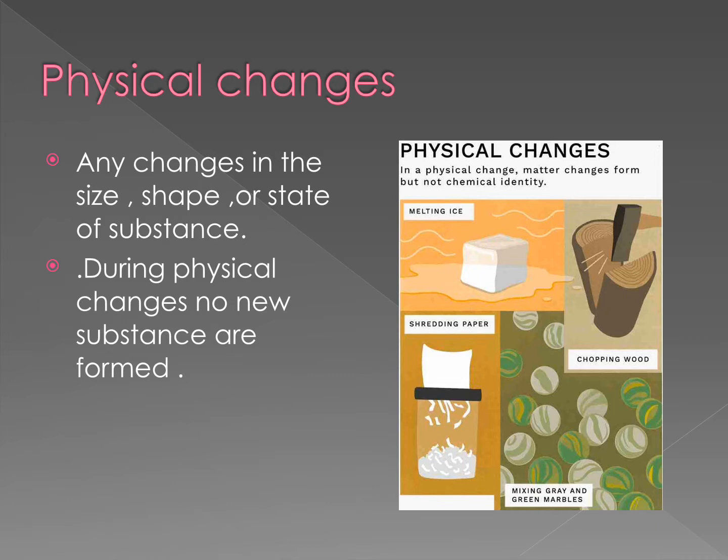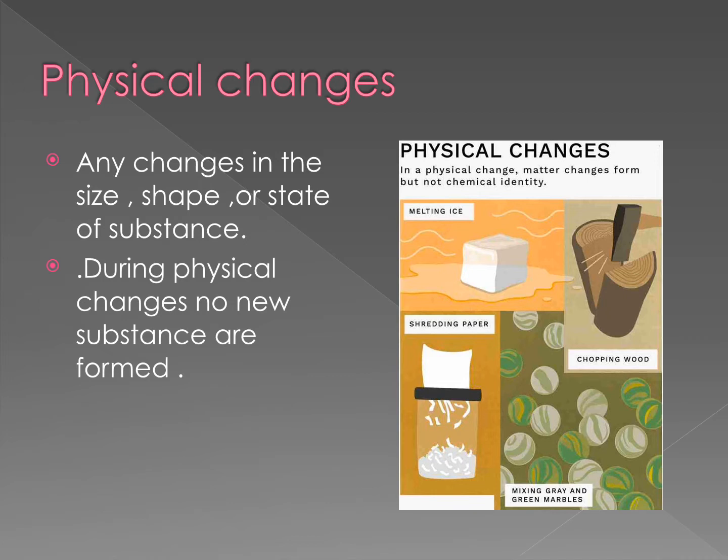Let's talk about another example, shredding paper. As you can see right there in the picture, shredding paper is an example of a physical change. Why? Because the small pieces of paper are still paper. They are not changed into a new substance.